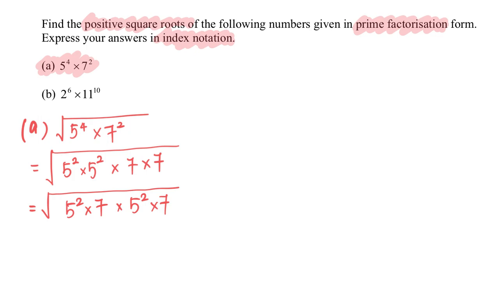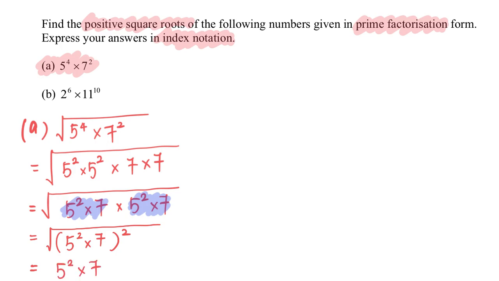And you start to see that there is actually two groups that is exactly the same. And this is something that I wish to share, that when we square root, this one I can rewrite it as the whole thing is a square, and therefore the final answer is 5 squared times 7 in index notation.